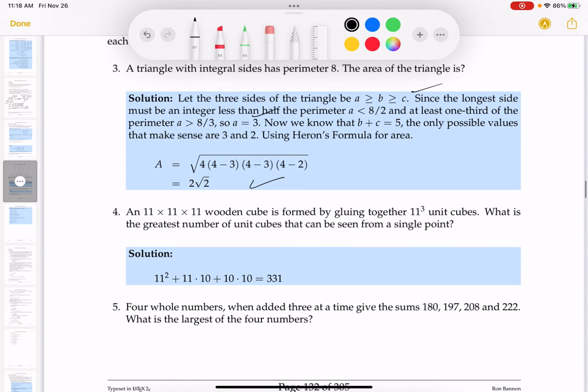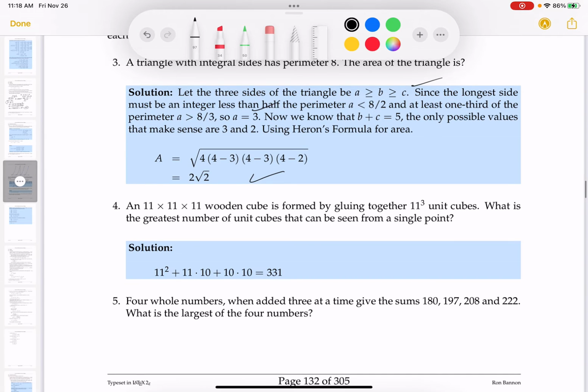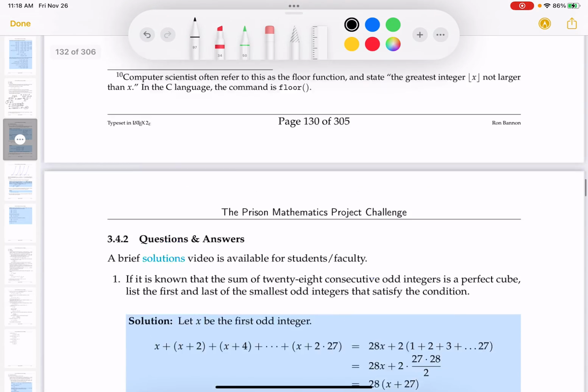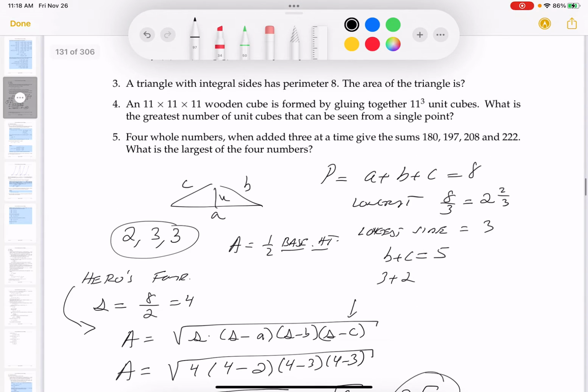Now we know that B plus C is 5. The only other possible thing is 3 and 2. We did talk about that. And I used Heron's or Hero's formula. All right? Let's go back, and I'm going to get my eraser out. I'm going to erase this business over here. We're just practicing.